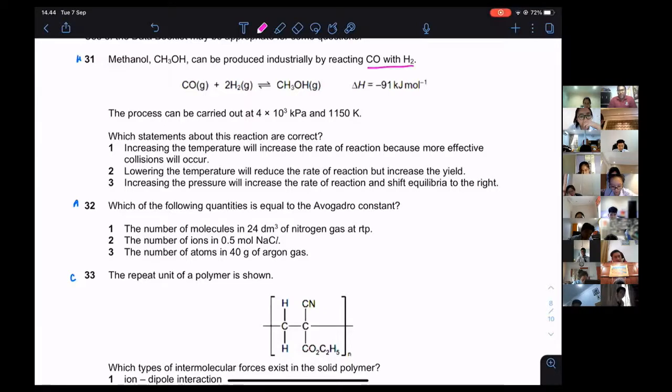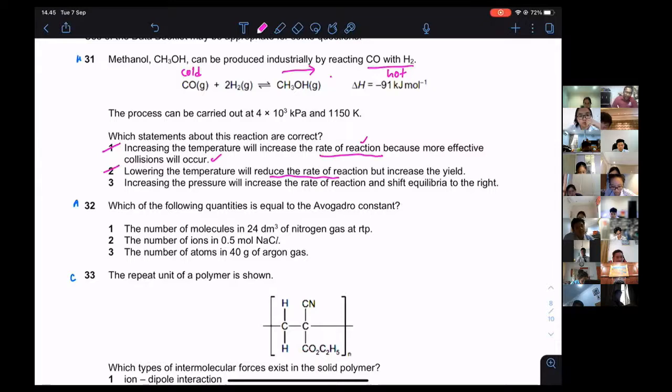Now they're talking about increasing temperature. I know that this is going to be hot, this is going to be cold. Increase the temperature, yes, of course they will increase the rate of reaction, correct? Because more effective collision will occur. Number one is correct. Lowering the temperature: when you lower the temperature, I need to increase the temperature. So how do I do that? I go to the right, cold to hot. So it will reduce the rate of reaction. Of course, they will reduce the rate of reaction at low temperature, but increase the yield, because you are moving to the right. You are producing more methanol. So this is also correct.